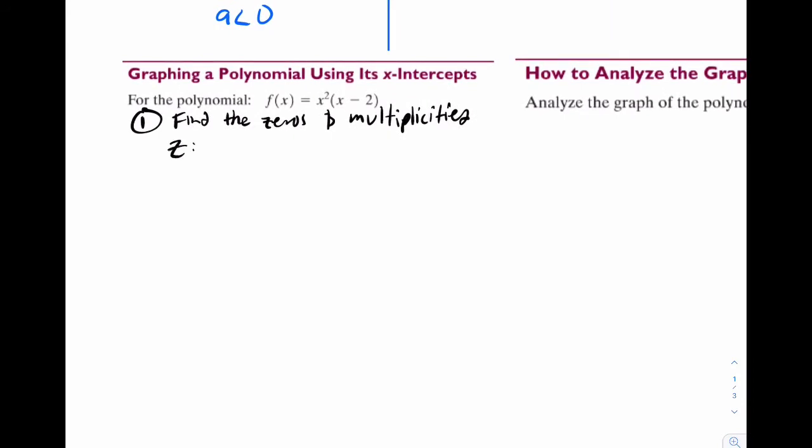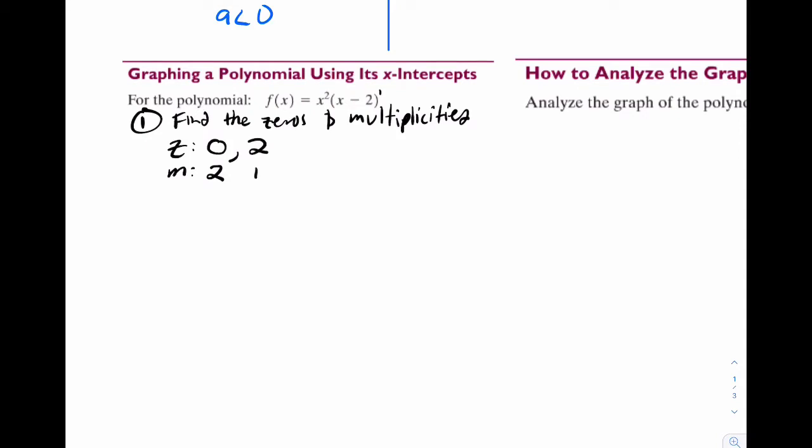Look right here, if I plug in 0, I get 0. If I plug in 2 right there, I get 0. So 0 and 2. For multiplicity, I'll write underneath. I can see there's a 2 on that x. Therefore, the multiplicity there is 2. I can see there's a 1 right here, and that means that multiplicity is 1. So 2 and 1 are my multiplicities.